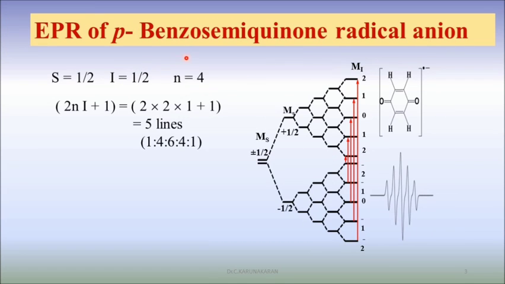Similarly, the EPR spectrum of the para-benzoquinone radical anion, the structure is shown here. The unpaired electron is delocalized over 4 protons. So n equal to 4, n plus 1, and 5 lines are obtained with the intensity ratio.